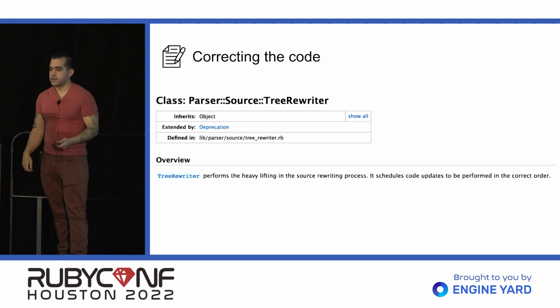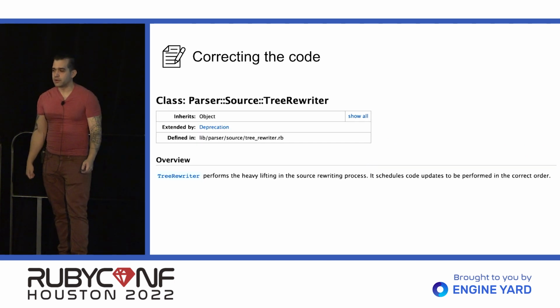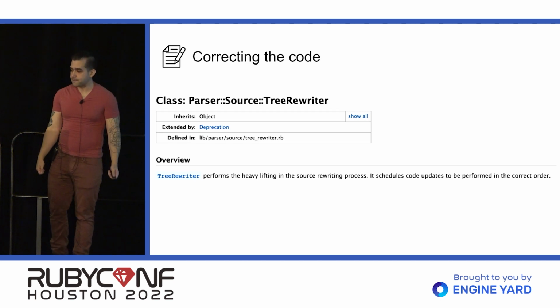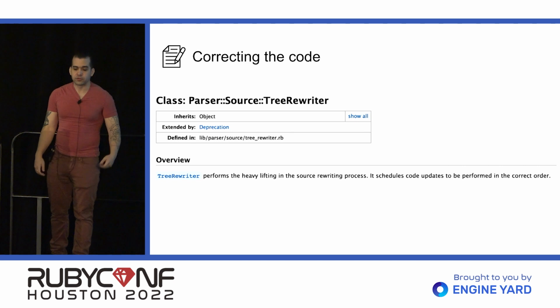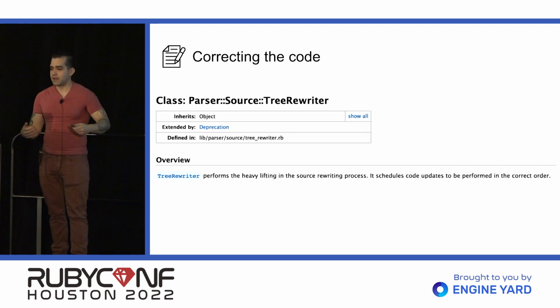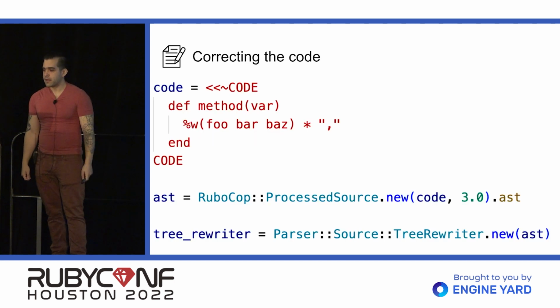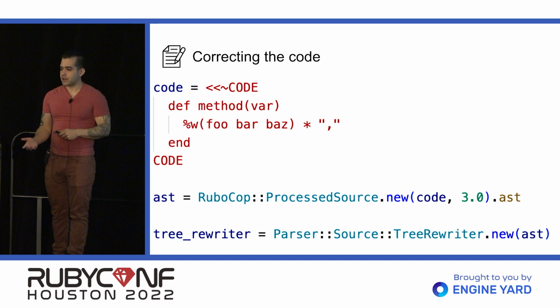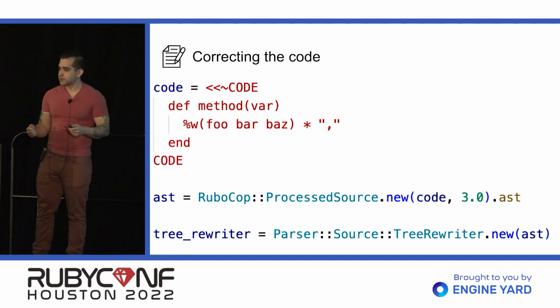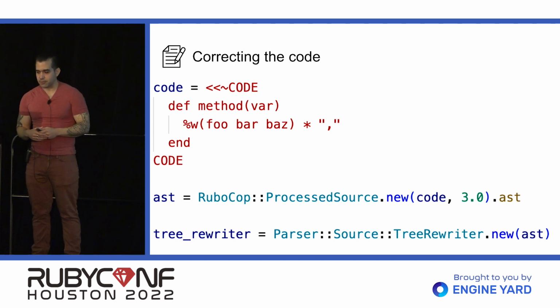Lucky for us, the parser gem that we talked about earlier has a class called the tree rewriter. And as they say, it performs all of the heavy lifting for the source rewriting process. So you can have multiple rewrites, and it will perform them all in the correct order. And the general structure would look something like this, where you can get the abstract syntax tree for any arbitrary source code and pass it along to the tree rewriter class.